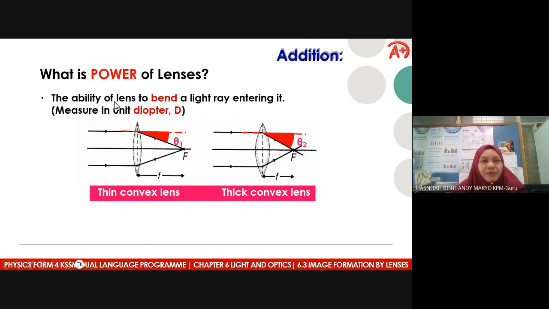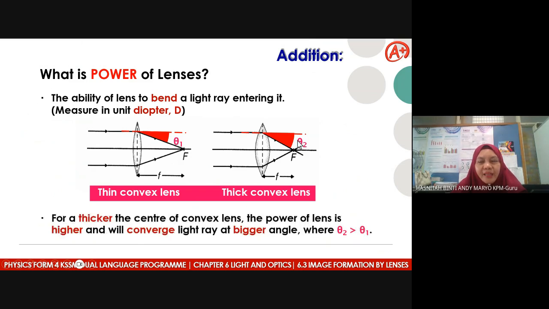Power of lens refers to the ability of the lens to bend or refract light rays entering it, and power is measured in the unit of diopter. If you compare here, both are convex lenses, but they are different in thickness. On the left side, we have a thinner convex lens, and here we have a thicker convex lens. If you look at angle theta 1 here, what is angle theta?